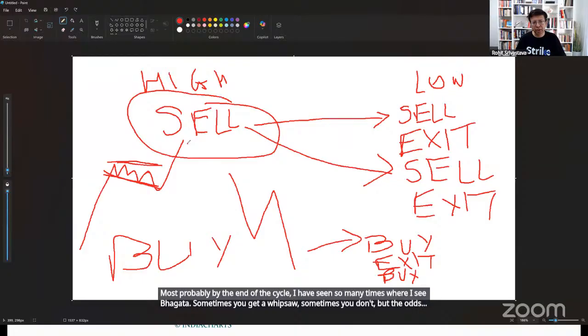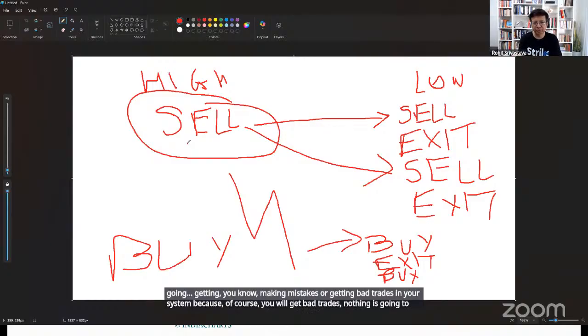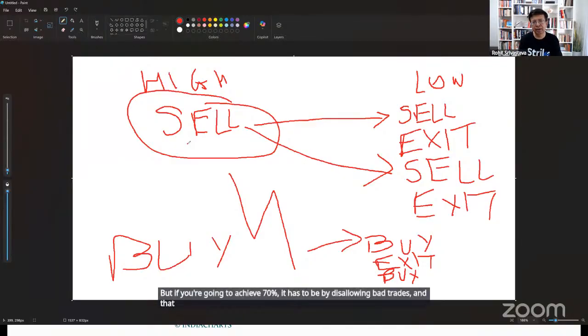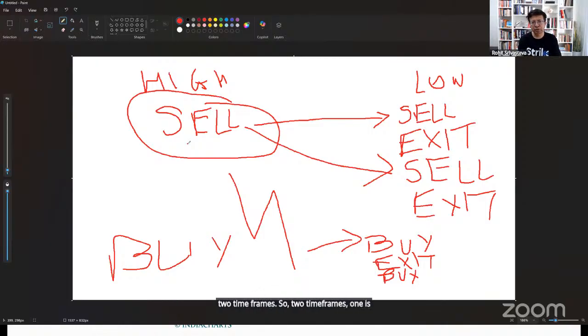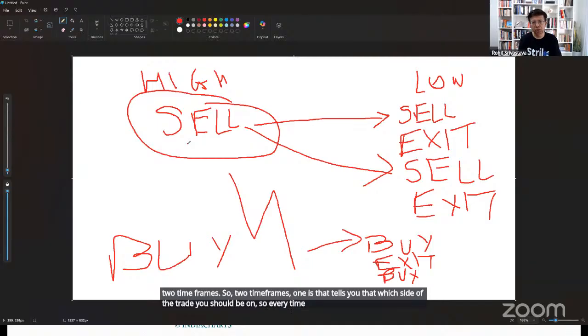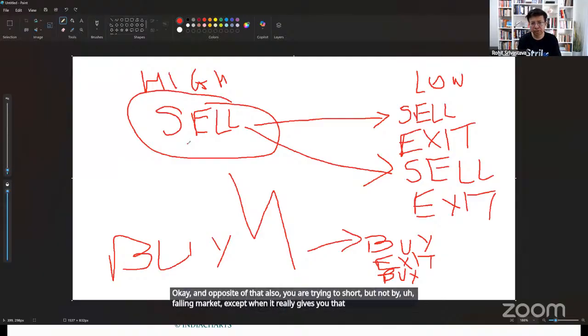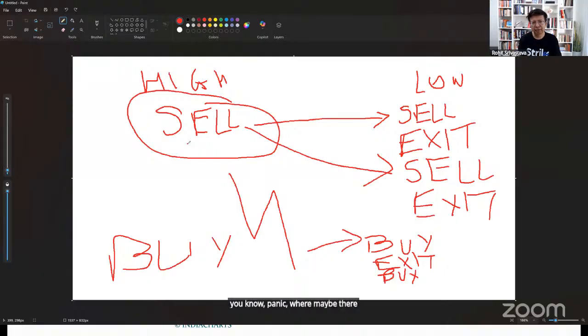But the odds of making mistakes or getting bad trades in your system, because of course you will get bad trades, nothing is going to be 100%. But if you're going to achieve 70%, it has to be by disallowing bad trades, and that can only be done by application of two time frames. So two time frames. One tells you which side of the trade you should be on. So every time you are long, you are doing exit, and you're not trying to short a rising market. And opposite of that also, you are trying to short, but not buy a falling market, except when it really gives you that extreme signal of panic, where maybe there is a trade for a counter trend bounce, but not otherwise. And for that, you'll need to use all the sentiment indicators on Strike.